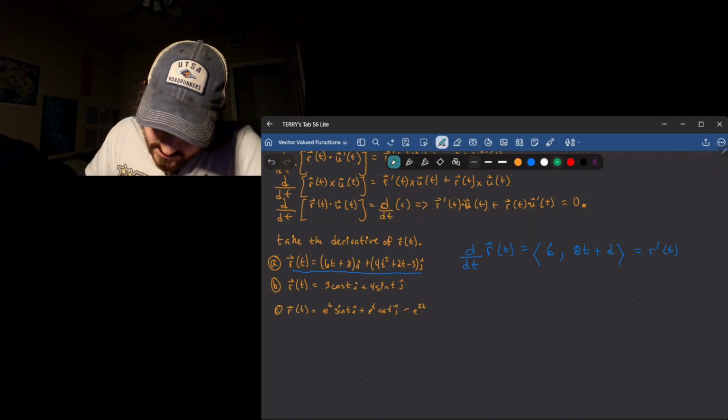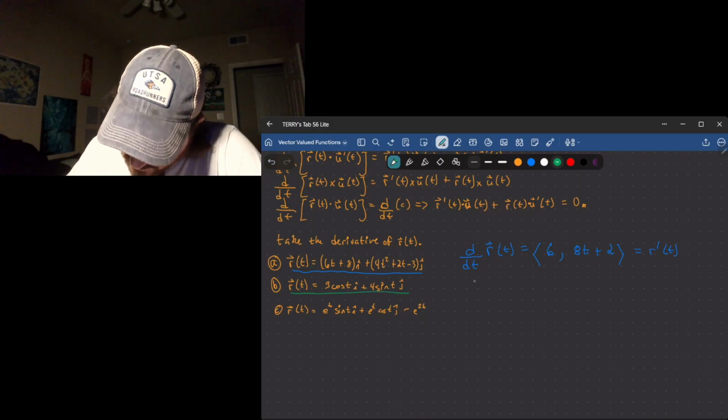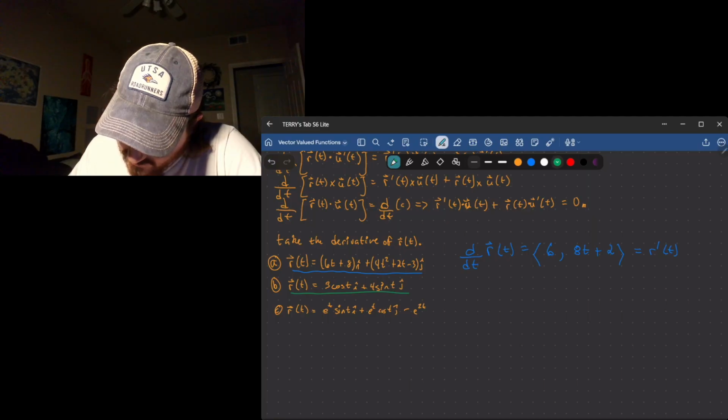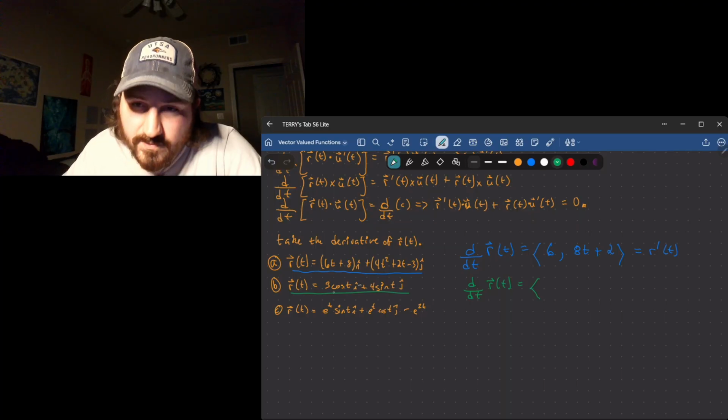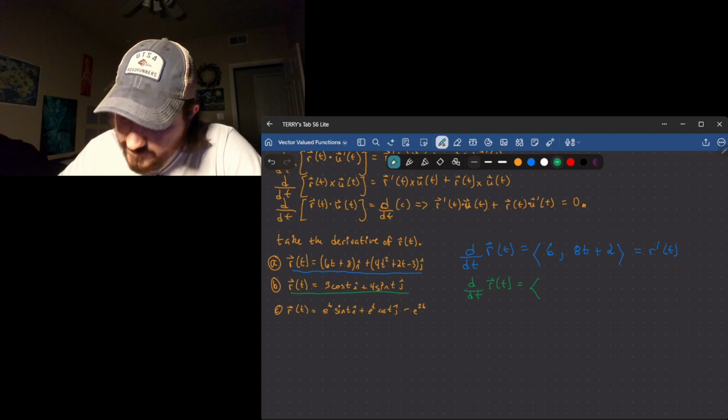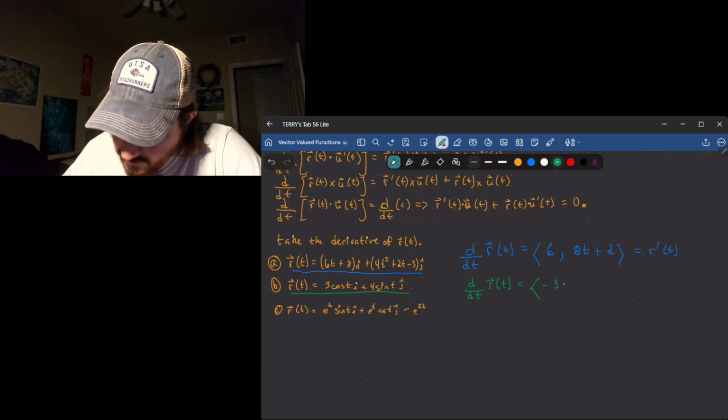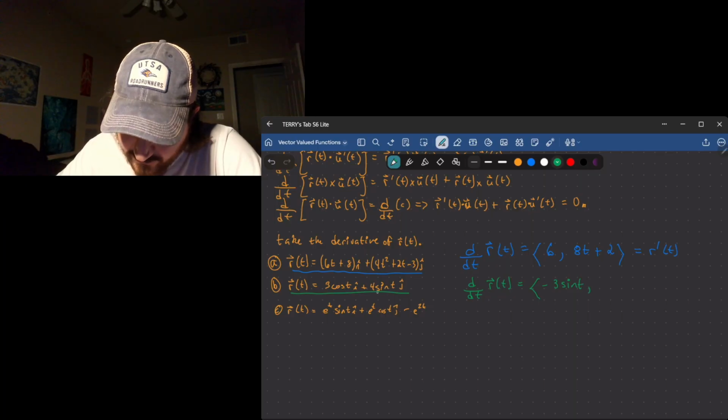Okay, so let's do this next one here. B, we're going to underline that with green. We're going to take the derivative with respect to time of that r of t, and that is going to equal the derivative of 3 times cosine of t. 3 is constant, so that just comes out of our derivative. We're just going to take the derivative of cosine, which is negative sine, so we should get negative 3 sine of t. And now on this other side, we have 4 sine t.